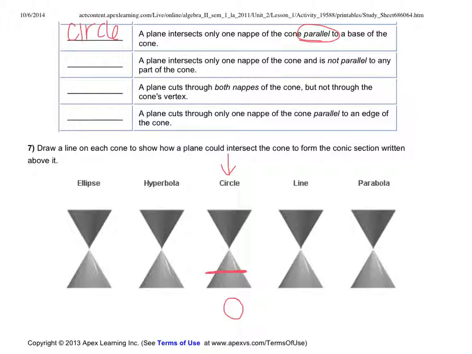If a plane were to intersect only one nappe of the cone and is not parallel to any part of the cone, then I'm going to create an ellipse. An ellipse is the mathematical word for oval. So what that's telling you is that if I had a plane, a piece of paper, that intersected these cones diagonally, then when I looked at it, I would see an ellipse.